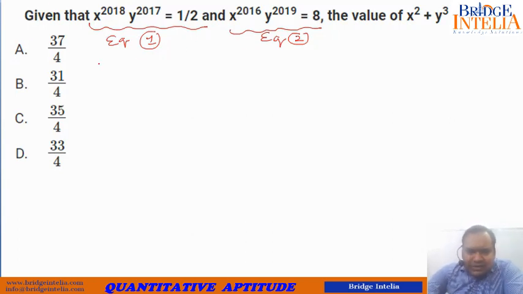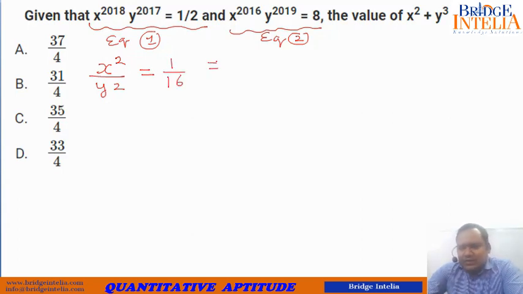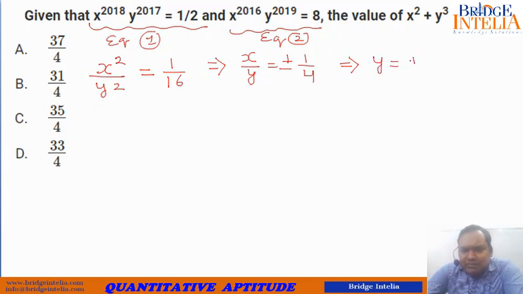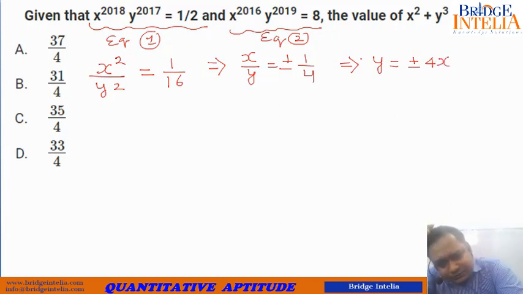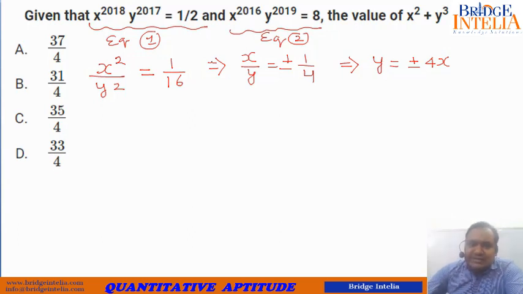If you do that, you will see that x square upon y square comes out to be equal to 1 upon 16. So from here you can conclude that x upon y is equal to plus minus 1 by 4, if you take the square root. So from here what can you conclude? You can conclude that y is equal to plus minus 4x. That means y can either be equal to plus 4x or y can be equal to minus 4x. So now let's substitute that.